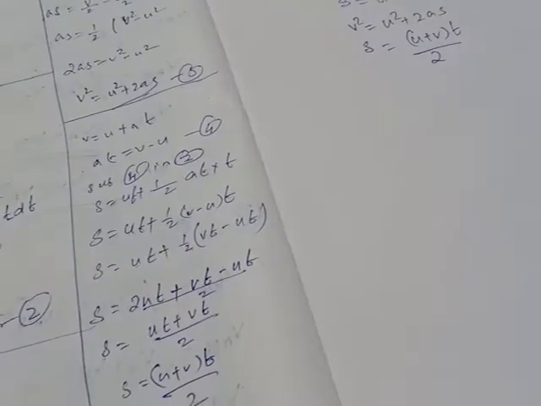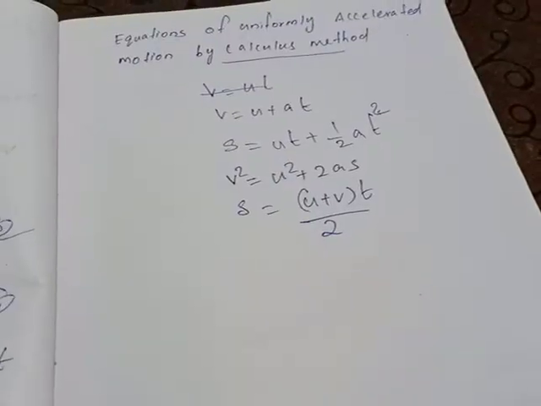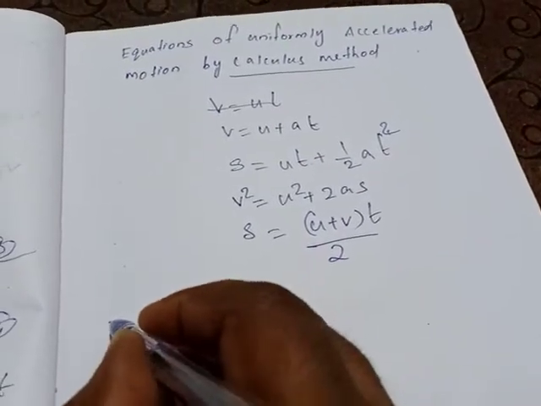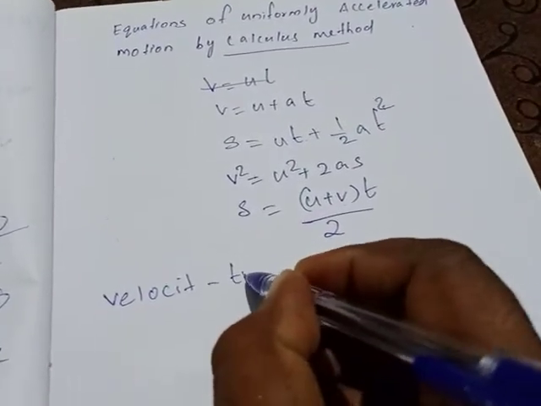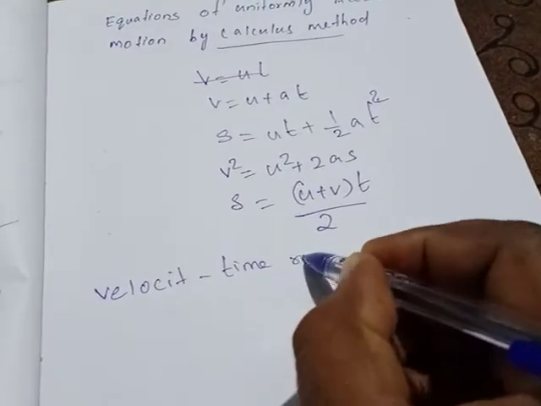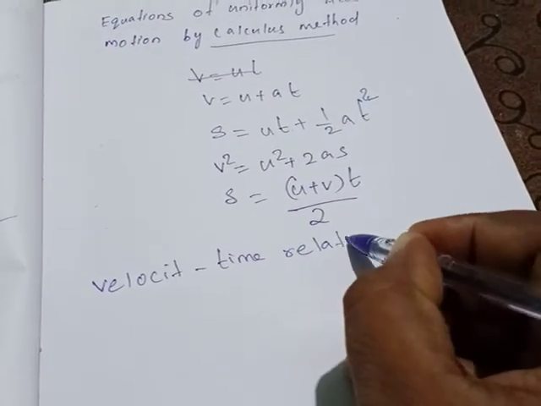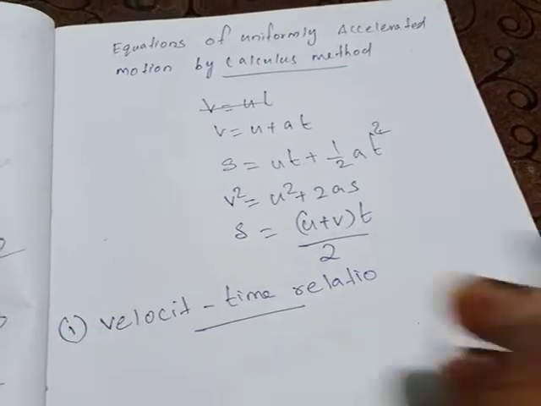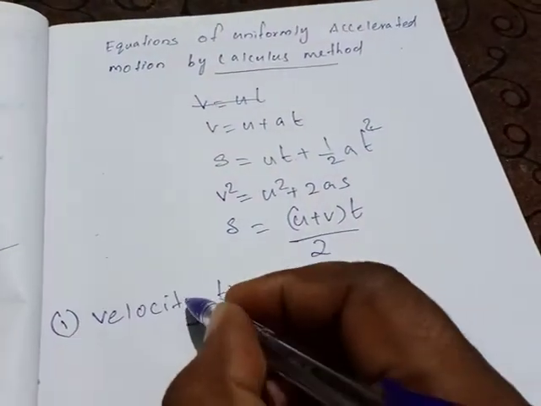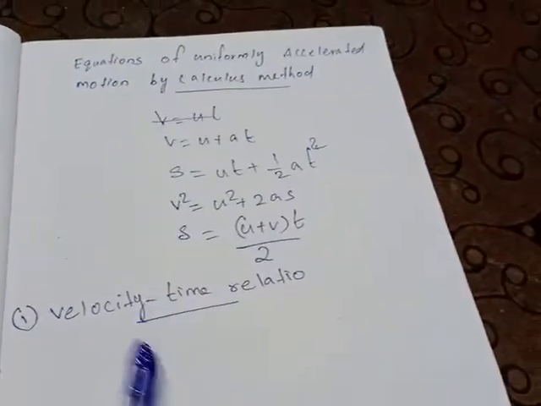So the first equation is the velocity-time relation. These four relations we will derive, and from these four relations we will get the four equations.